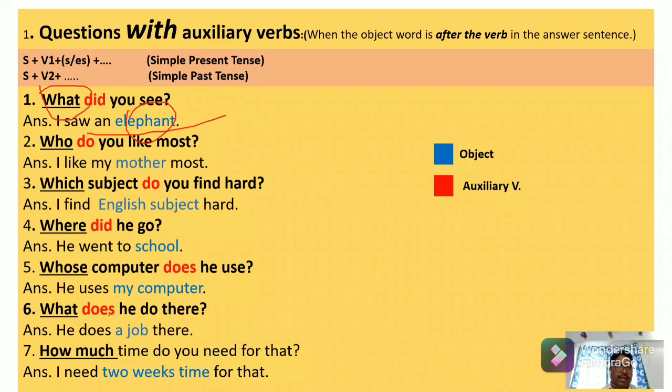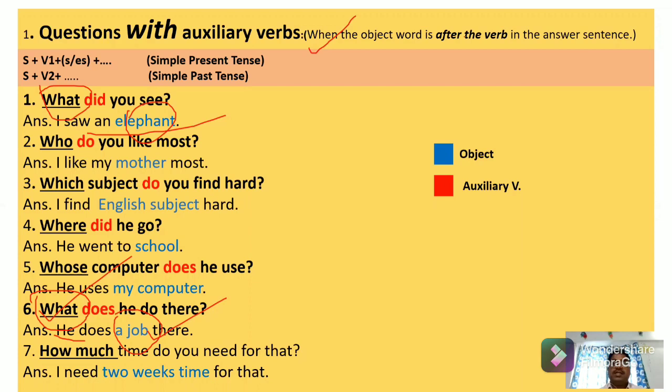Hope you understood. Now see the next question. What does he do there? So what is functioning here? The question word what is functioning as an object word and not as a subject word, because the object is the answer. A job is the answer to the question word what, not he. What does he do there? He does a job there, and again it is coming after the main verb and not before the main verb, isn't it?